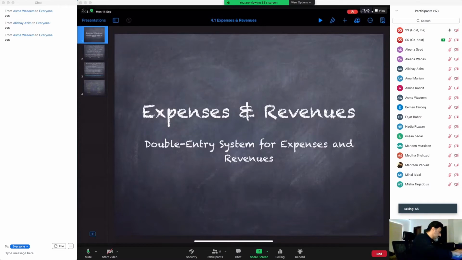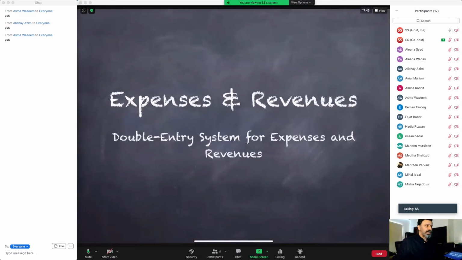and we're in session. So today's lecture is going to be about the double entry system related to expenses and revenues. We are talking about the general day-to-day expenses that a business entity has to incur in order to sustain its everyday operations. So we are dealing with expenses like salaries of the employees, like rent of your premises, like insurances that you pay on your assets. These are the expenses that we will be discussing in this part.